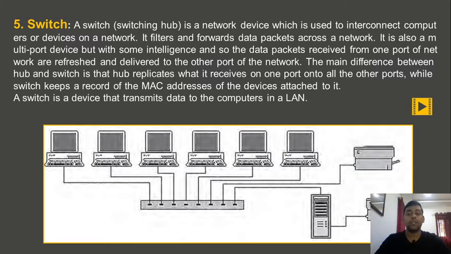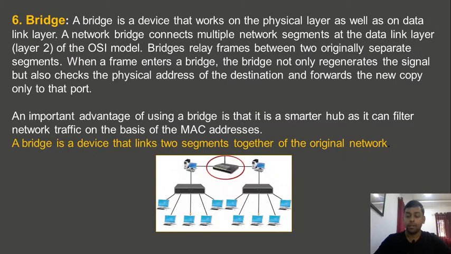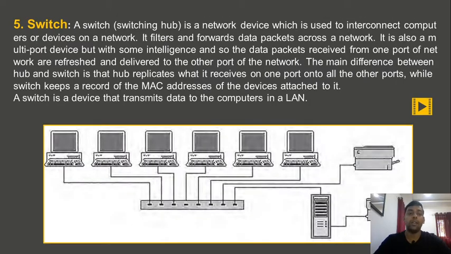While a switch keeps a record of the MAC address of the devices attached to it. A switch can remember the MAC address, that means the physical address of other devices attached to it. A switch is a device that transmits data to a computer in a LAN. So these are the differences between hub and switch. Both are multi-port devices, both are used to connect multiple devices and act as a junction. The difference is that a hub is an unintelligent device and a switch is an intelligent device.